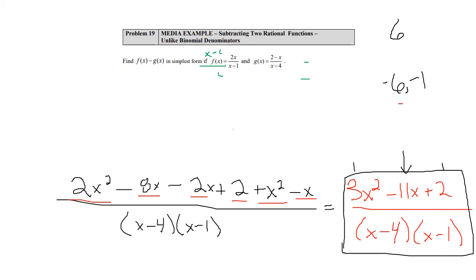All right, hopefully that's helpful. Like I said, the main thing when you're doing these subtraction problems is to remember that whatever function is being subtracted, you have to make sure that you distribute that negative sign out. That's the place where most people make their mistakes.